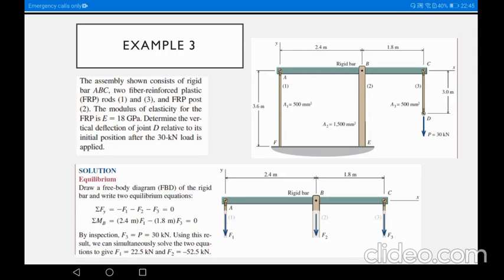So basically I'm going to show you how to solve example 3. This is from our lecture on axial deformation. If you refer to Timothy's book, it's actually example 5.3. So this is the problem.